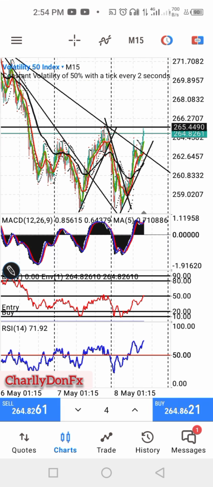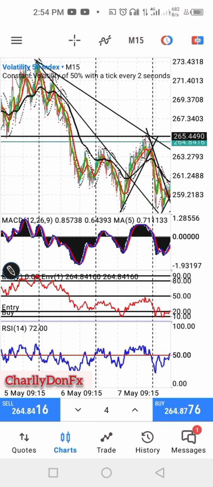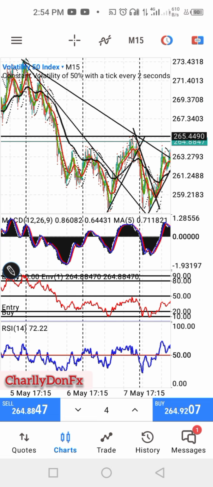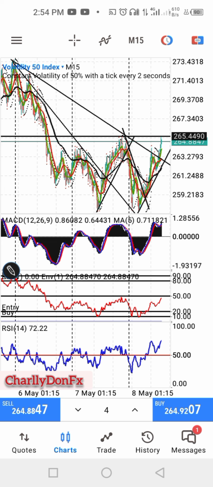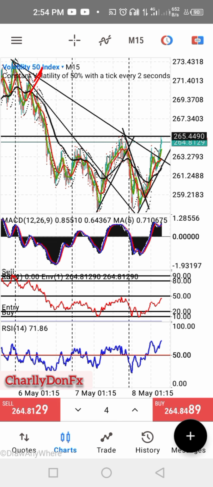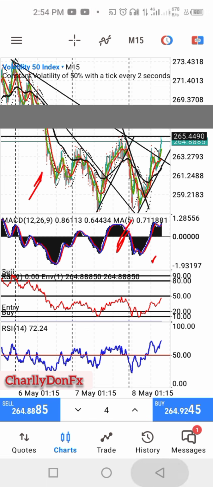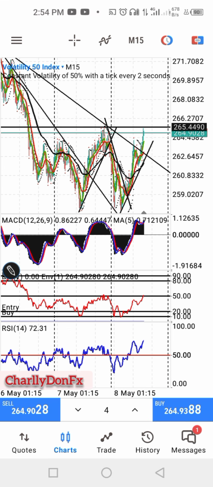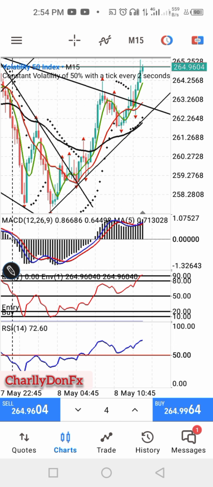Now take a look, guys. When I made this trend line, look at what happened. Look at the first touch. Look at the second one. Now look at the third one. What happened here, guys? Take a look.